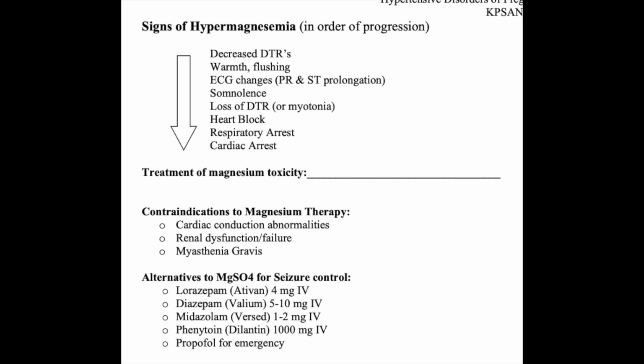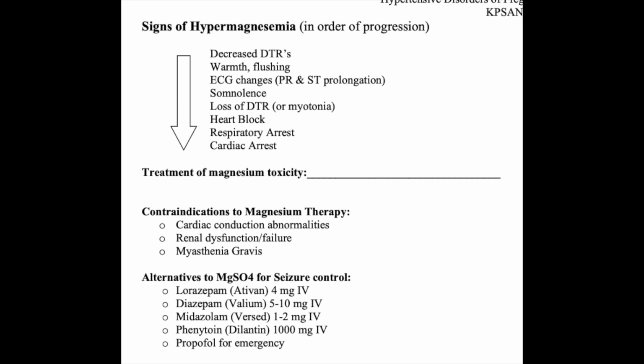Contraindications for magnesium therapy include parturients who have cardiac conduction abnormalities for obvious reasons, patients who have severe renal dysfunction or renal failure. It can still be used in patients who have renal insufficiency, but they should certainly be monitored very closely because toxicity can happen pretty quickly. And patients who have myasthenia gravis also should not receive magnesium therapy.